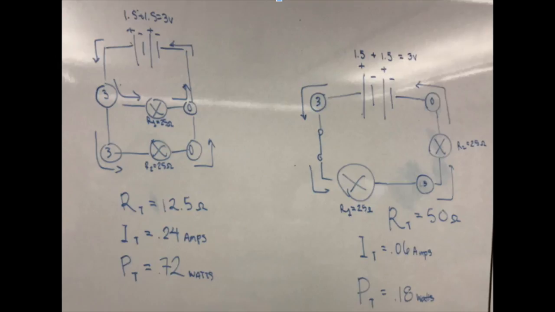In order to find the current on each branch, all we need to do is use Ohm's law. And since we know the voltage and the resistance, we can figure out the current in the situation. In this case, the current would be 0.12 amps for each branch and has a total of 0.24 amps. This means that the total power in this circuit would be 0.72 watts.